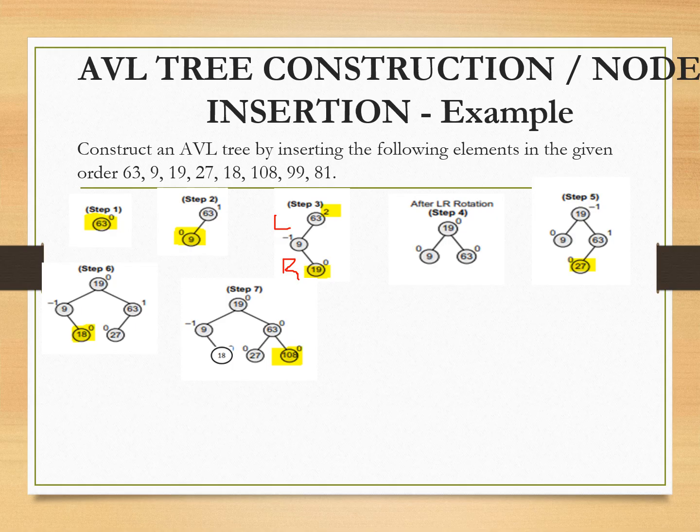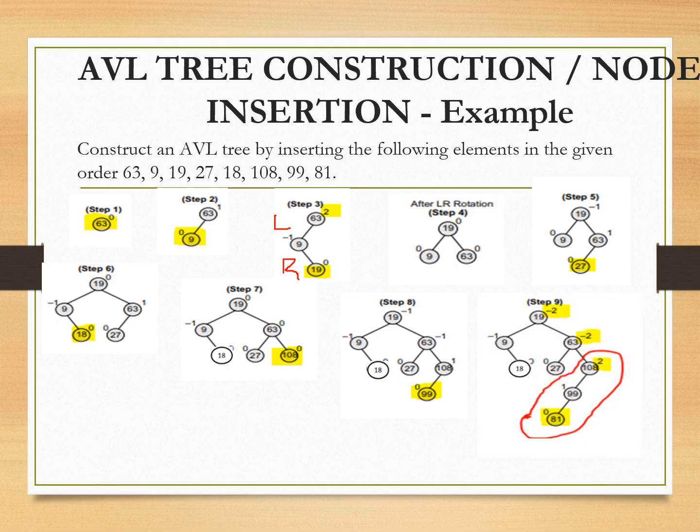Next, insertion of 108. 108 is greater than 19, so to the right. 108 is greater than 63, so to the right. After inserting, check for the balancing factors. It holds, therefore no problem. Insertion of 99. Greater than 19 to the right, greater than 63 to the right, lesser than 108, so to the left. So after inserting, check for the balancing factors for all the nodes. Since it is between 0, minus 1 and 1, it is perfect.